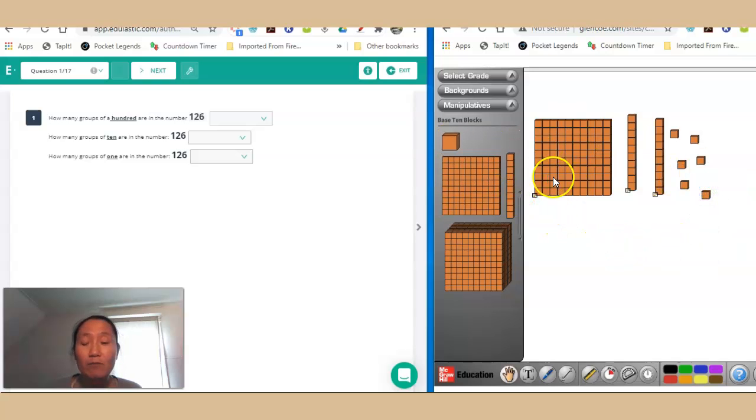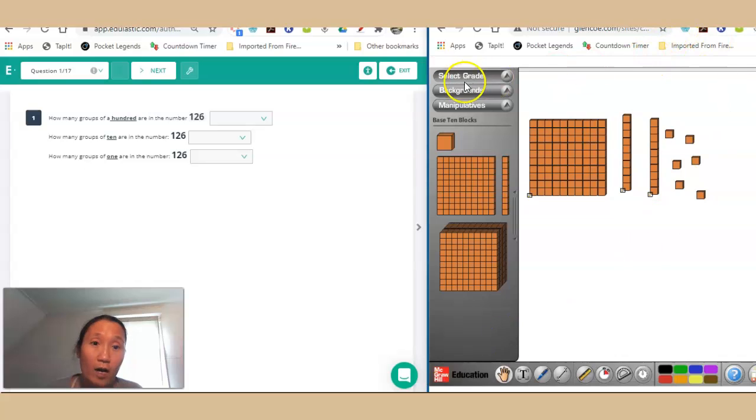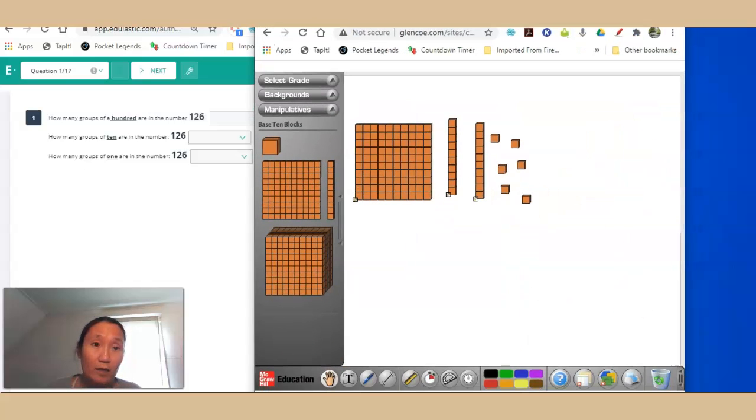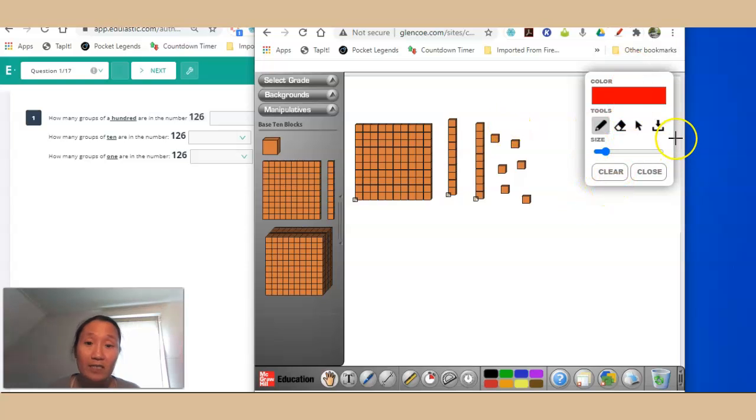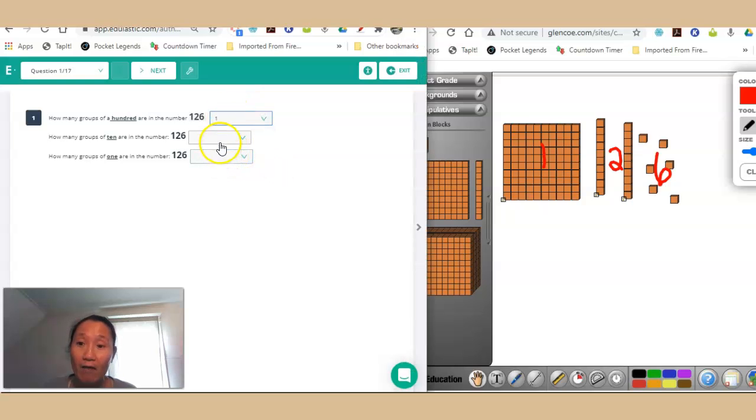So now it's asking me, since I built it in groups, how many groups are there going to be in there? I have to pull this over just a little bit here. If I'm looking at it, I have 6 groups. I have 1 group here, 2 here, and 6 here. Now it's asked me a totally different question. I have 1 group of 100 because that's what I have.